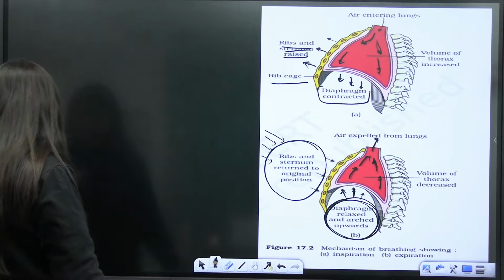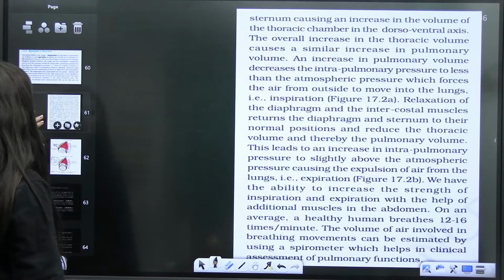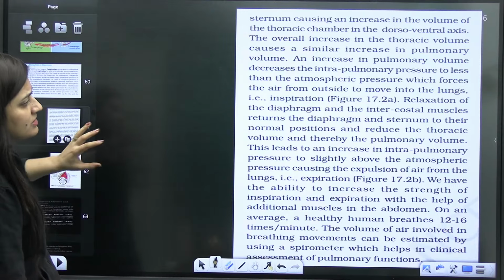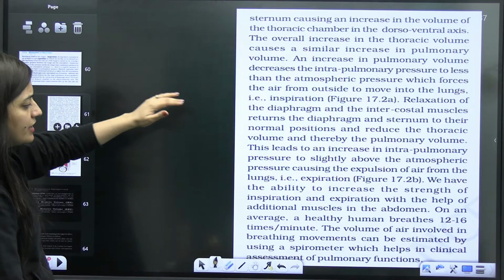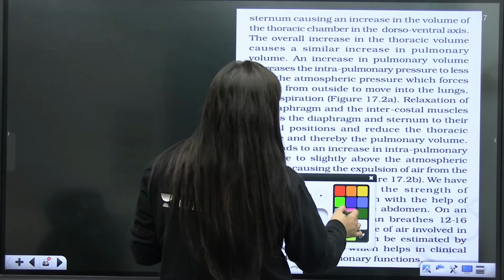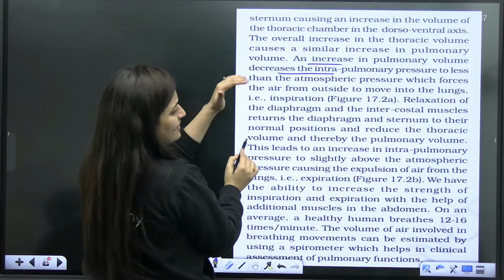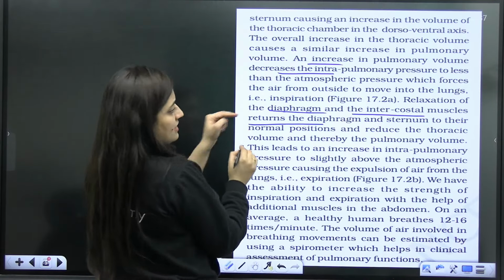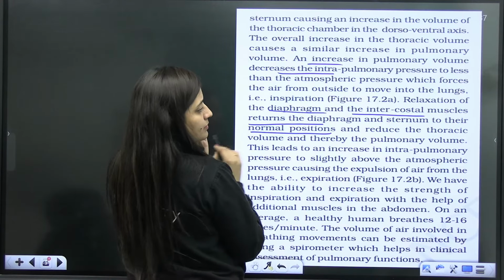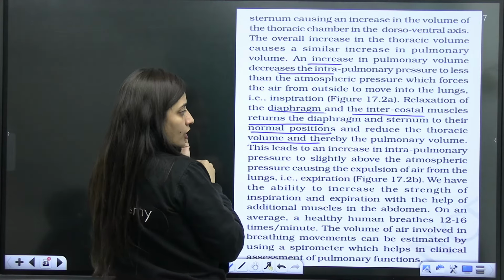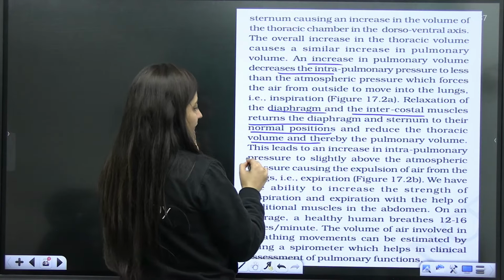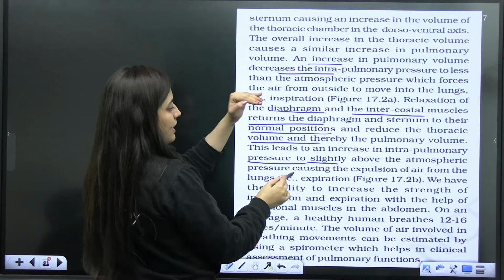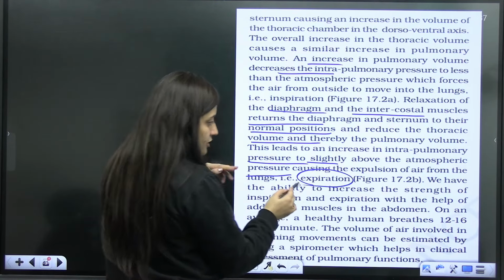In detail I have discussed, not at too much speed, at a very normal speed. Here you can see all the things mentioned: relaxation of the diaphragm and intercostal muscles returns the diaphragm and sternum to their normal position, reduces thoracic volume and pulmonary volume, intrapulmonary pressure will be slightly above atmospheric pressure, and expiration will occur.